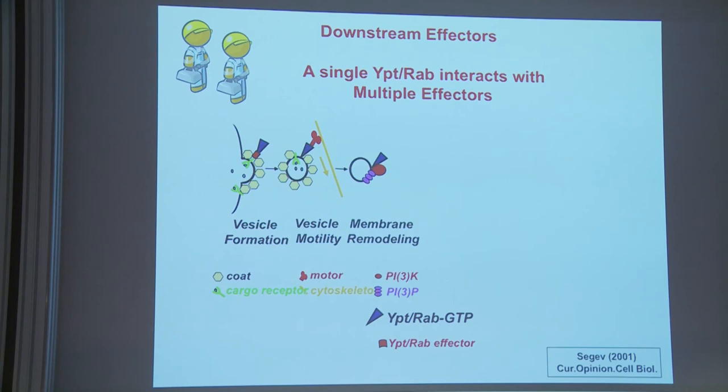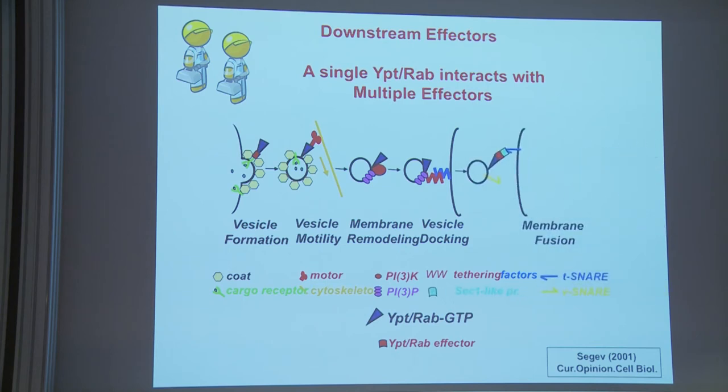There can be membrane remodeling, and here are, again, a Rab and its effector. In vesicle docking, this is what the Rabs are really famous for, and many people think of them just as tethering factors, but this is just one of their kinds of effectors. And then finally, here the YPT Rab and its effector also regulate SNARE complex formation, so they also regulate vesicle fusion.